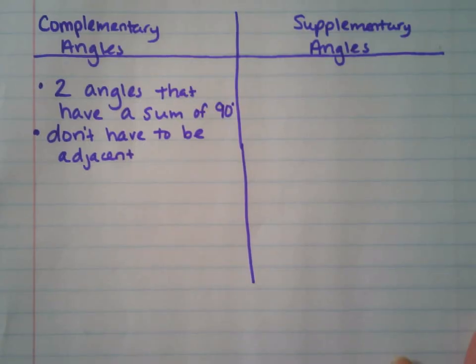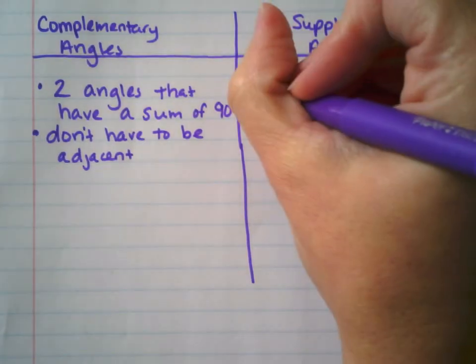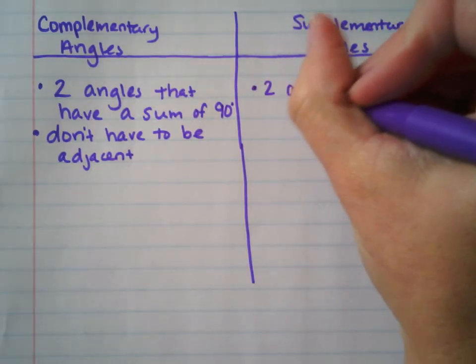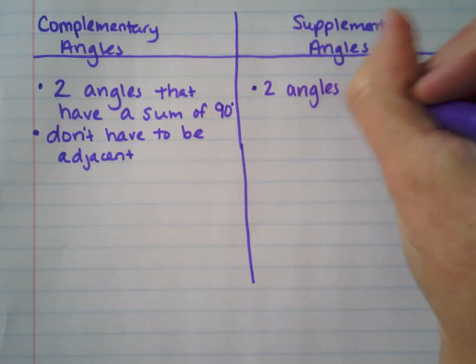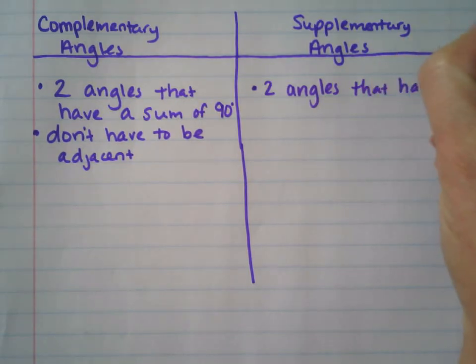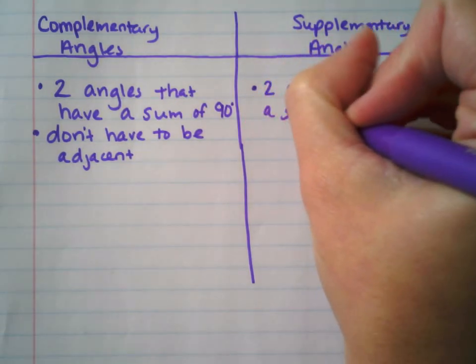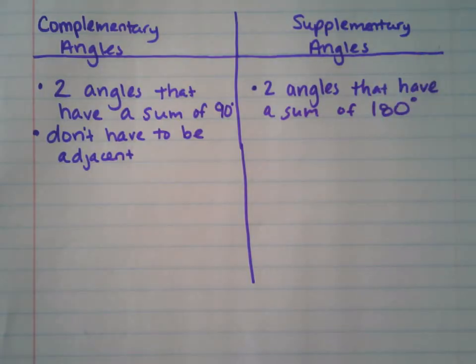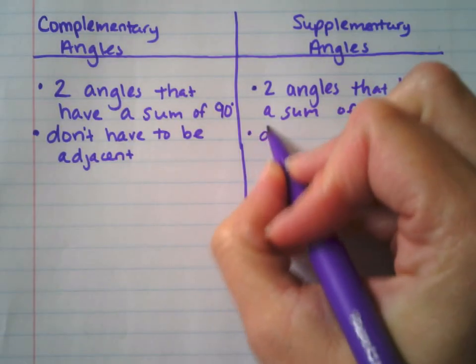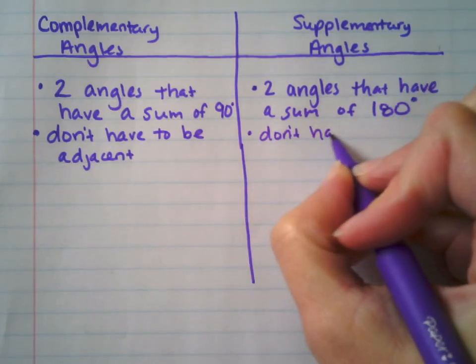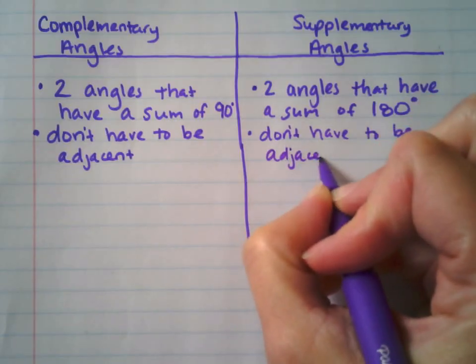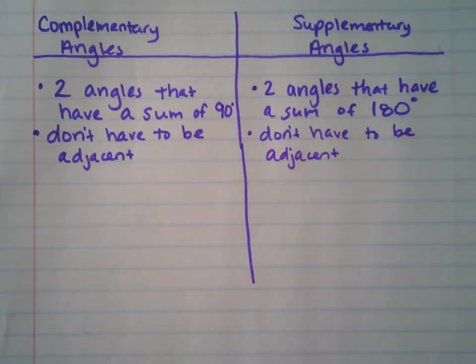Right? So what do we think supplementary angles might be? Two angles that add up to equal 180. Yep. Okay, two angles that have a sum of 180 degrees. And same thing with these, they don't have to be adjacent. Now we're going to do some examples for both of them.